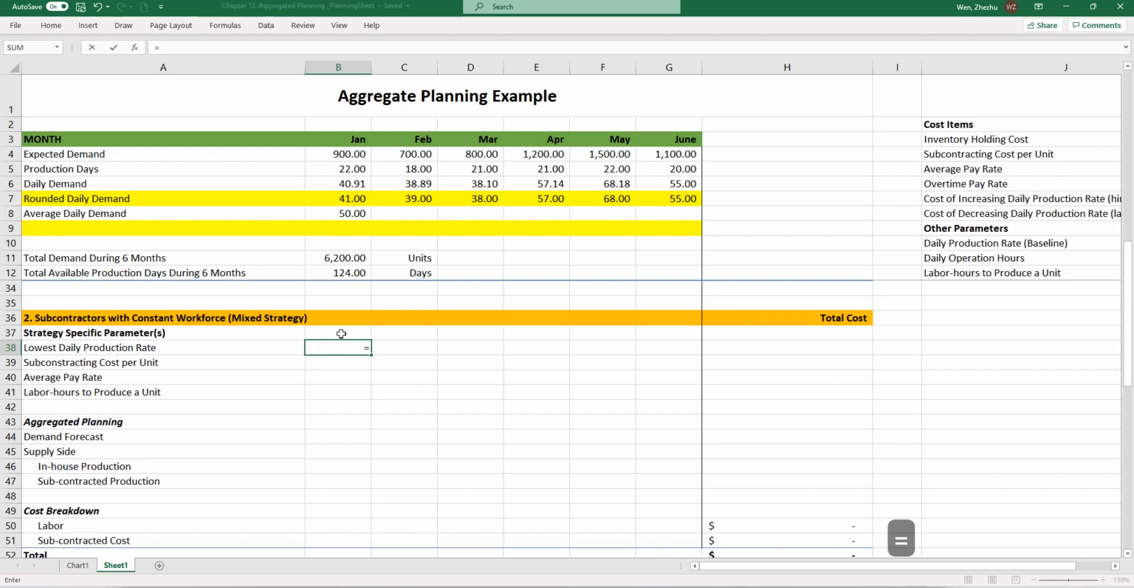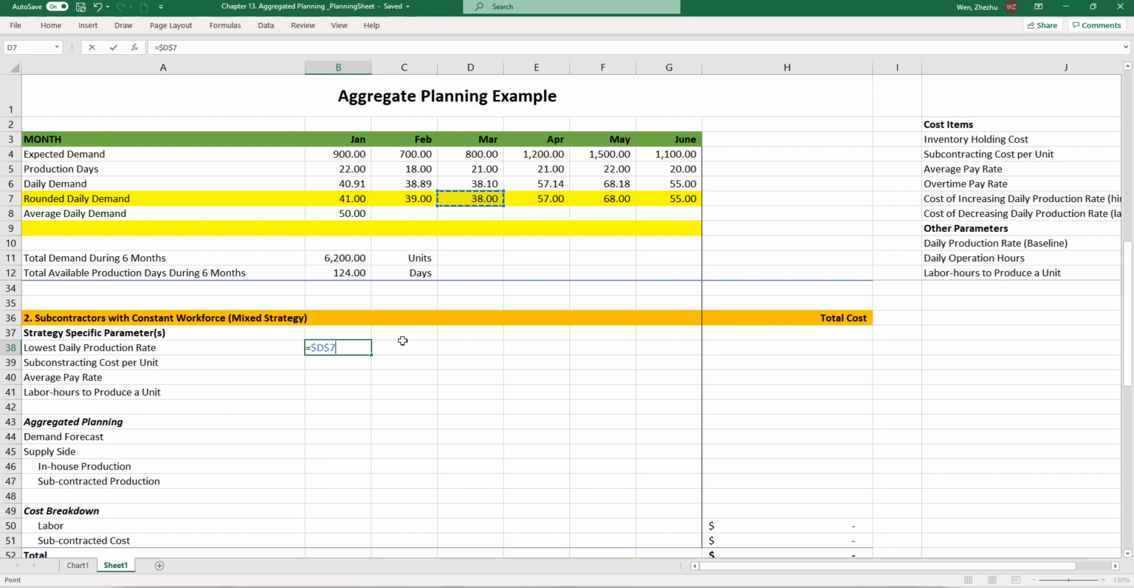So it turns out that this is going to be 38. Why is 38 the lowest daily production rate we should be aiming for? Because that's basically based on the March number. No other months required this low production rate. Remember, production rate basically tells us about the number of people working here. So we just need to maintain a number of people that can keep up with this particular minimum demand.